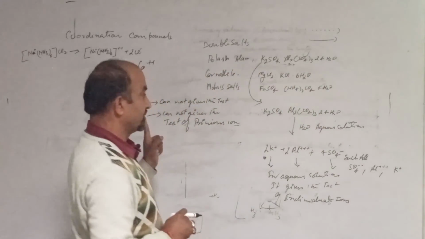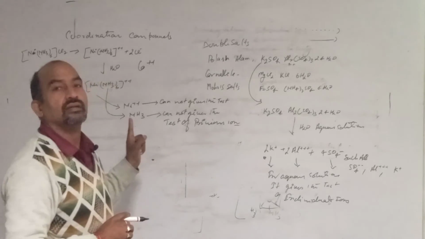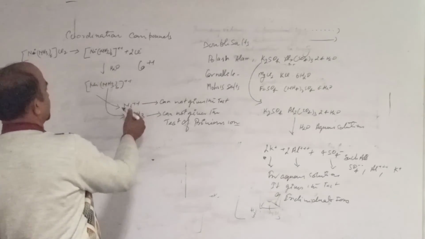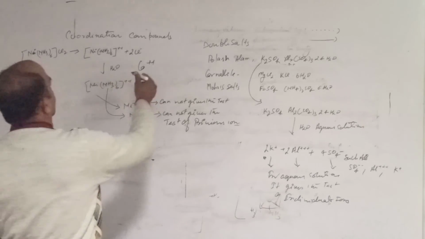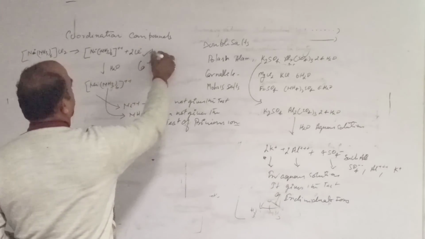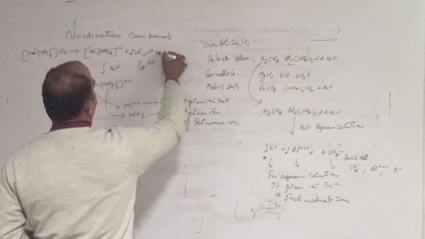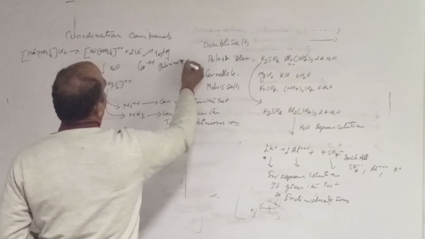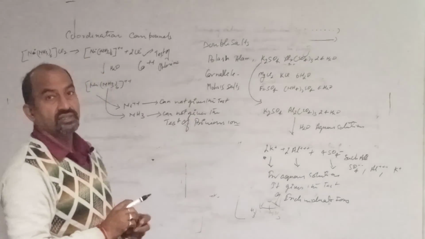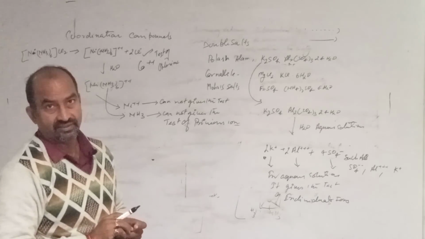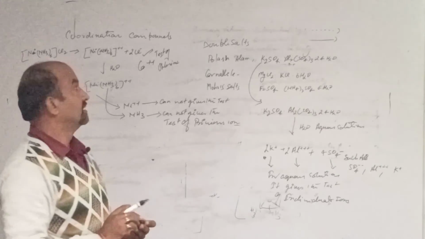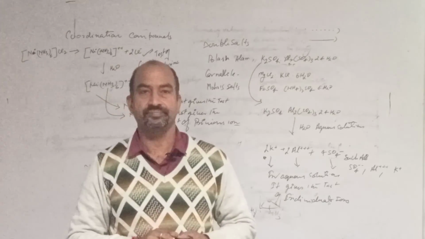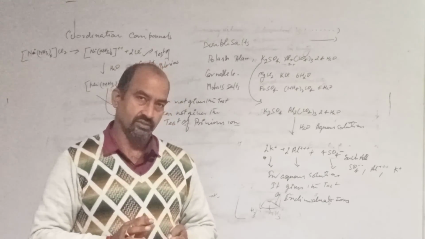But in case of a coordination compound, it cannot give the test of its previous ions such as nickel and ammonia, but it gives the test of chlorine, because chlorine is present as the counter ion. That's why it gives the test of chlorine ions. It means chloride ion. Okay, so this is enough for the day.